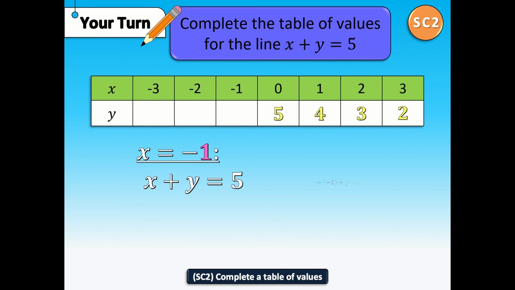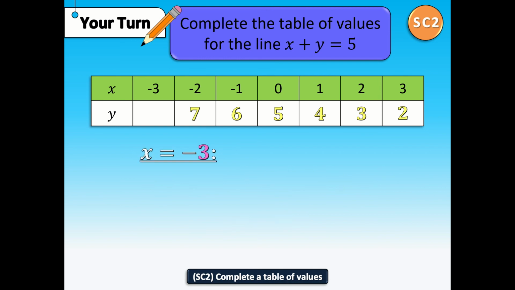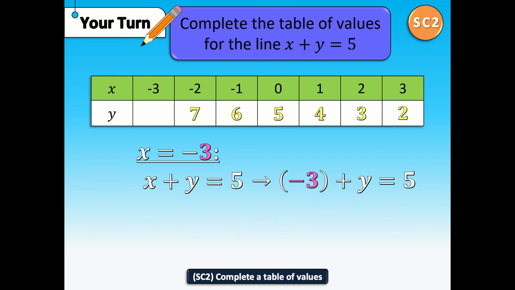When x equals minus 1, y must be 6. When x equals minus 2, y must be 7. And when x equals minus 3, y must be 8. So now we've completed the table of values.